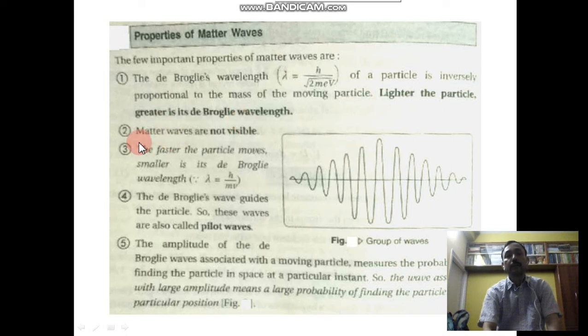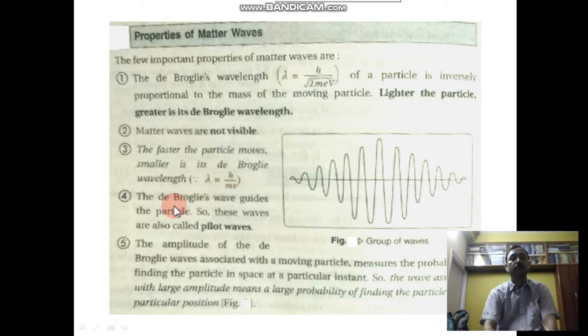Second one, the matter waves are not visible. Number 3, lambda is equal to h by mv. Faster the particle moves, it is inversely proportional to the velocity of the particle. If v is more, lambda is less. V means small v, velocity. If velocity is less, lambda will be more. So faster the particle moves, smaller the de Broglie wavelength. This is lambda is equal to h by mv, where v is the velocity. V more, lambda less. V less, lambda more.